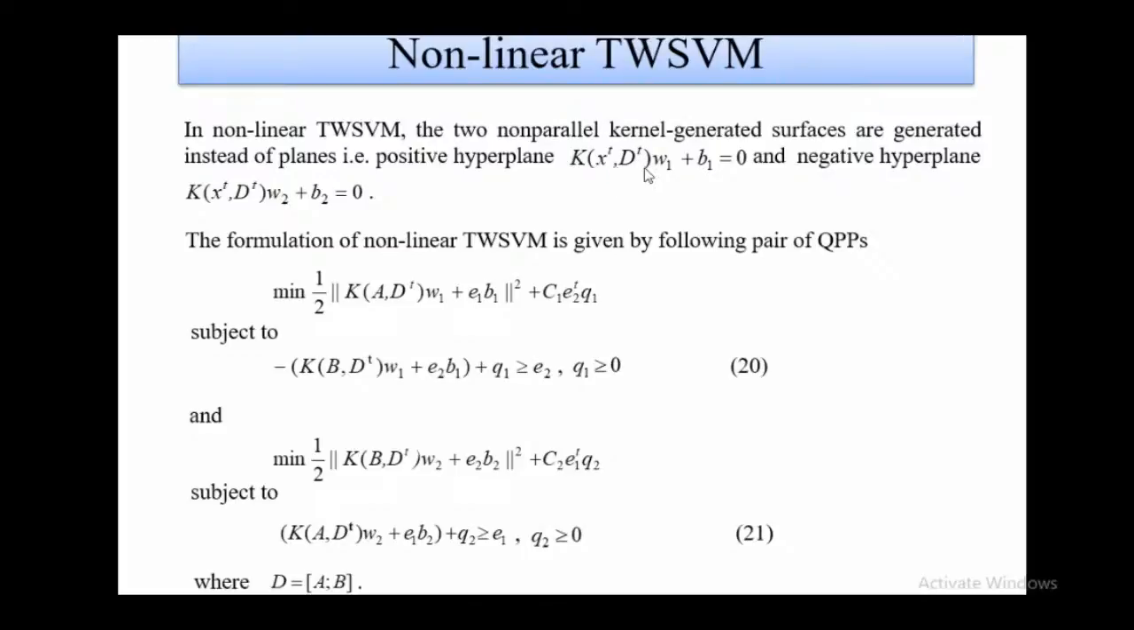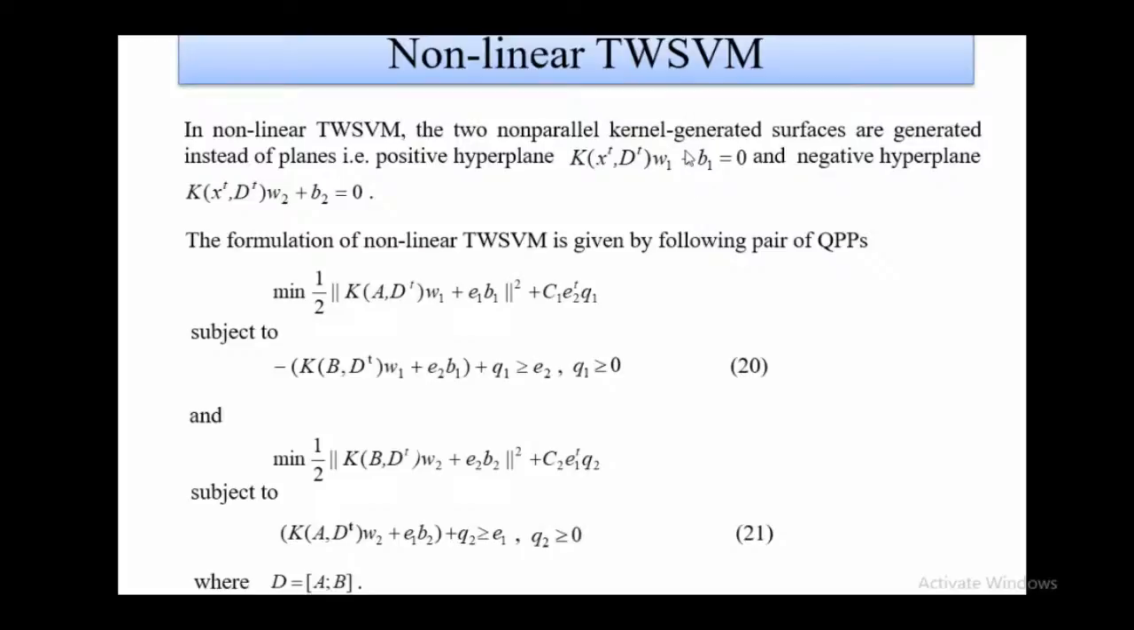So instead of a hyperplane, we have here a kernel generated surface. We consider this the positive hyperplane, and this the negative hyperplane. Instead of this line equation, it is represented in the form of the kernel generated surface. So this is the simple difference between the linear case and the non-linear case, and all the formulation will be the same.